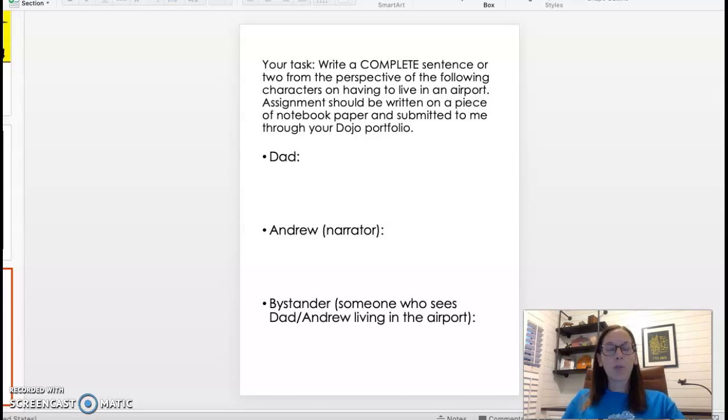Okay, so once again, you are completing 1 to 2 sentences from the perspective of the following characters on having to live in an airport. So what is Dad's perspective on having to live in an airport? You're writing that in 1 to 2 sentences. What is Andrew's perspective on having to live in an airport? You're writing that in 1 to 2 sentences. And then you need to pick the bystander and tell me who you're picking. And you're writing 1 to 2 sentences on that person's perspective of having to live in an airport.